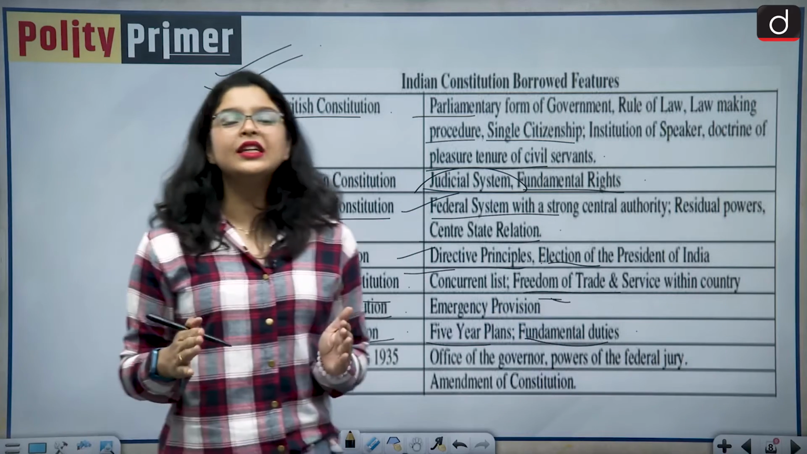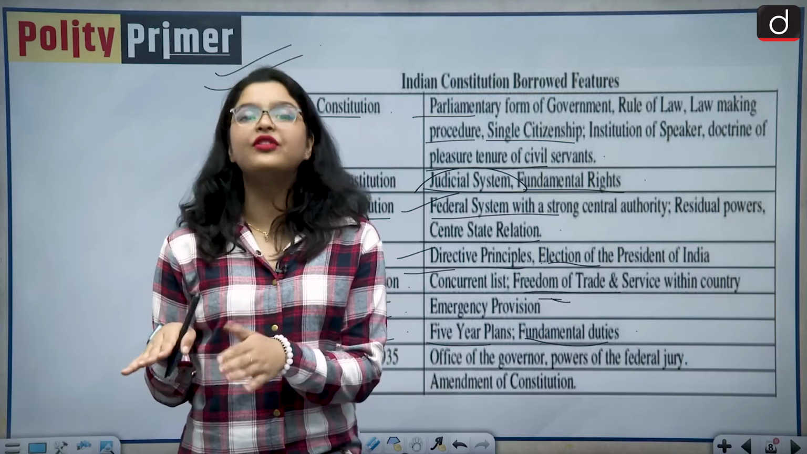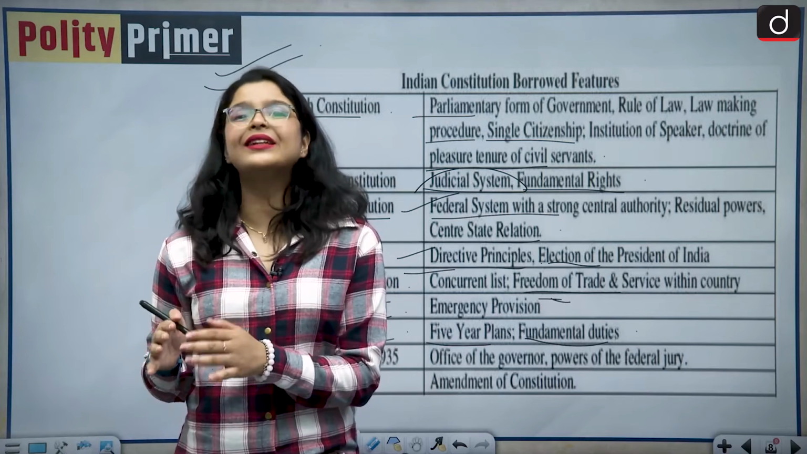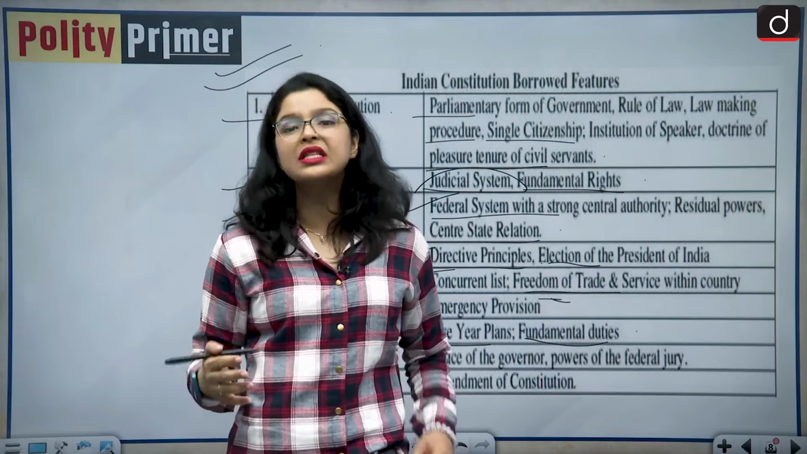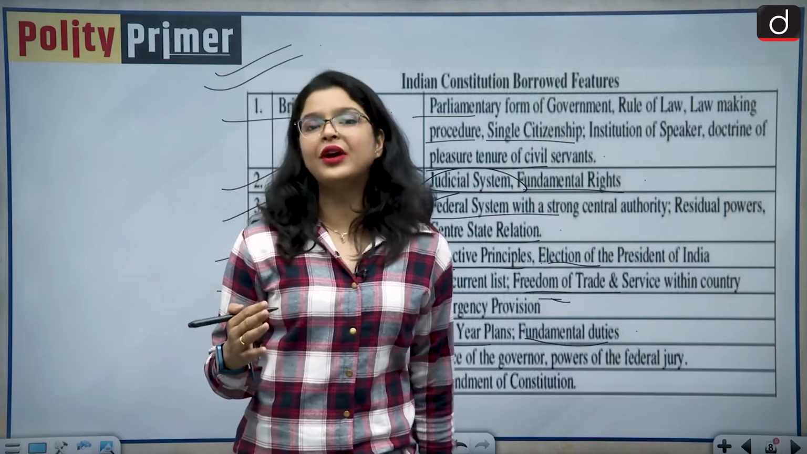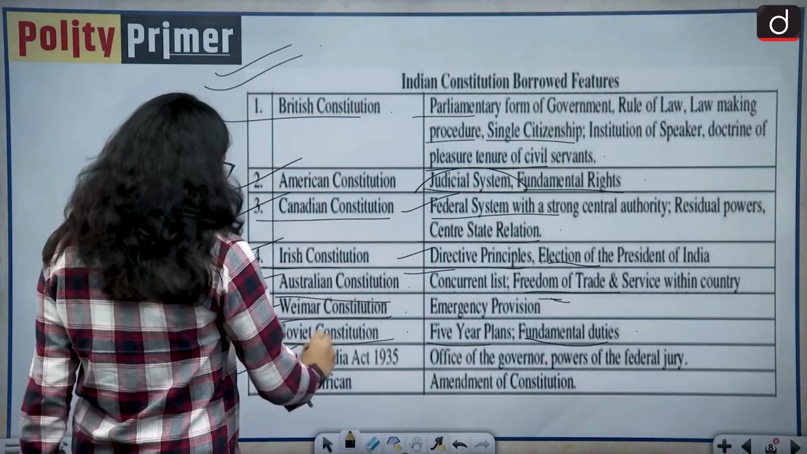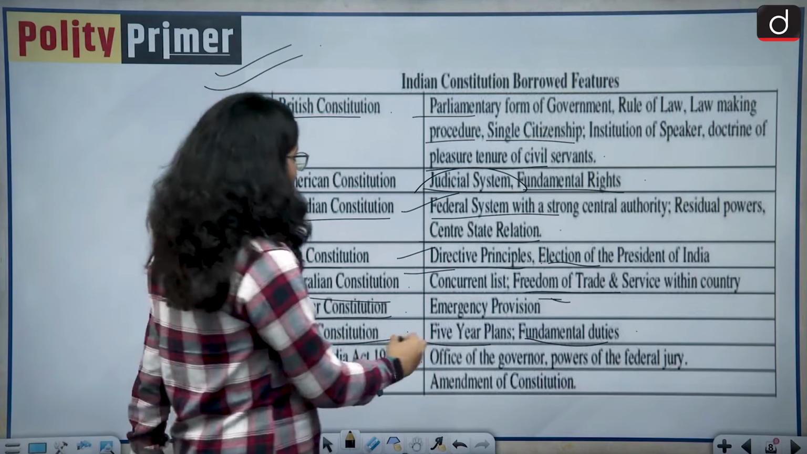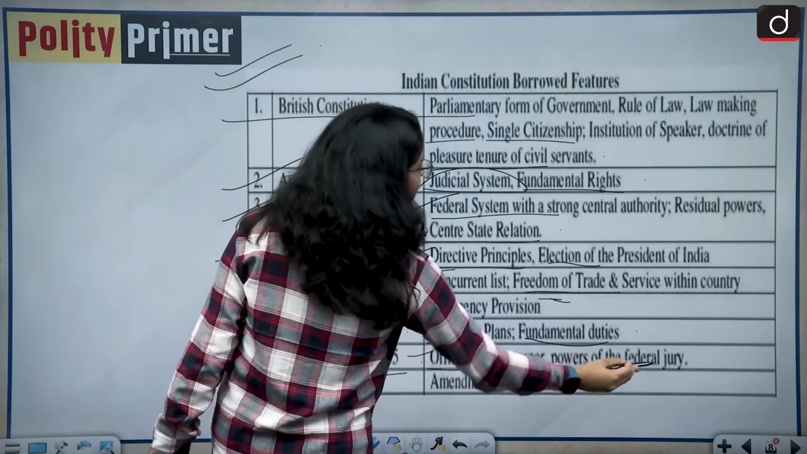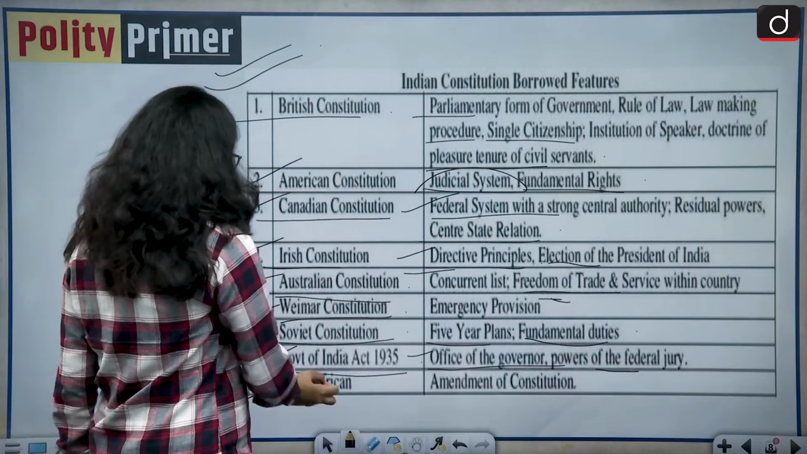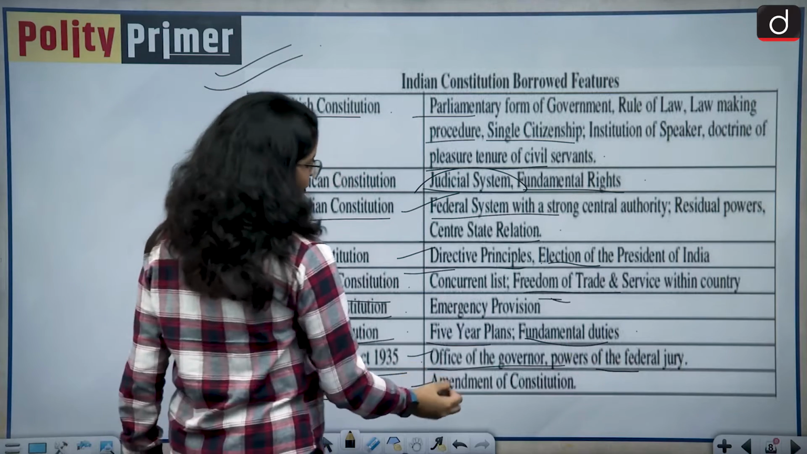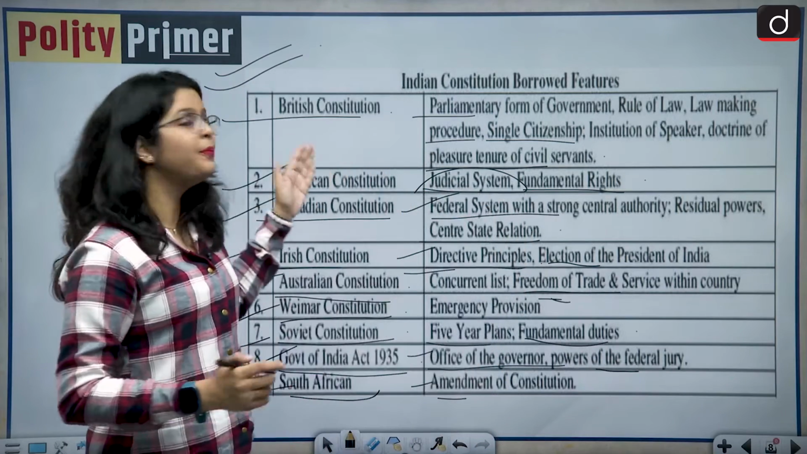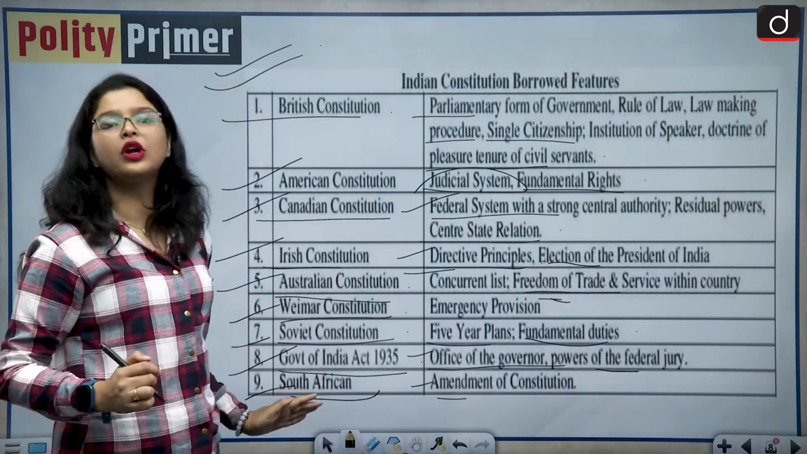In fact, our Indian constitution did not originally have the fundamental duties. They were inserted by the 42nd Constitutional Amendment Act, and right now we have 11 fundamental duties which form the foundational stones of our Indian constitution. Then, the Government of India Act, one of the most inspiring documents of our Indian constitution, we have borrowed the office of the governor, powers of the federal judiciary. Okay. Then from the South African constitution, we have borrowed the amendment of our Indian constitution. So, this is in broad the bag of borrowing that I am talking about.